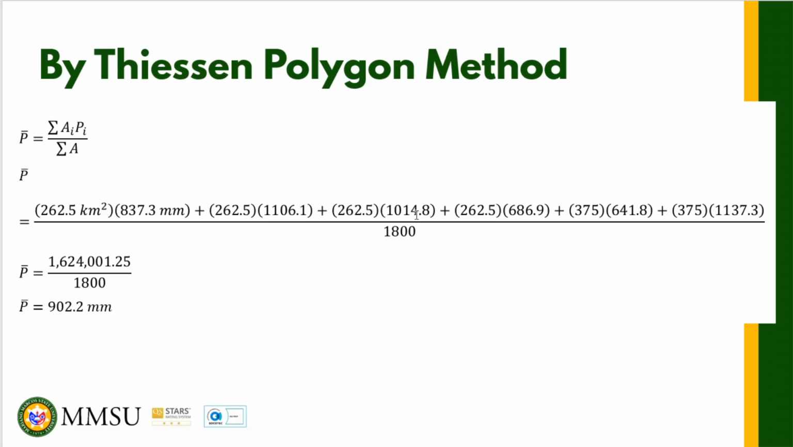This is for station 3. This is for station 4. This is for station 5. And this is for station 6. Okay? And the total area is 1,800. You should double check this kasi dapat the sum of all the area should be equal to the total area na 1,800. Okay? Computing, we have this one and we come up with 902.2 millimeters. Okay, so this is the average precipitation for the area. Okay, so this is now our final answer using the Thiessen polygon method.